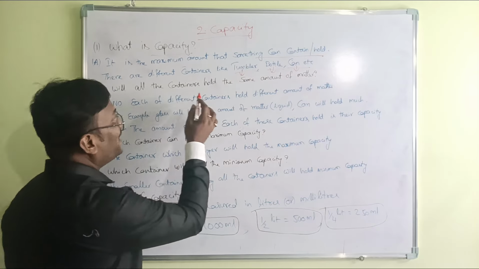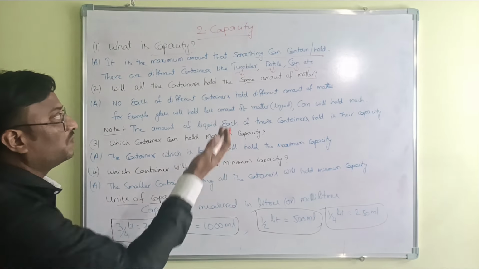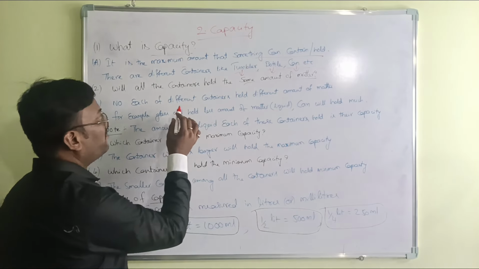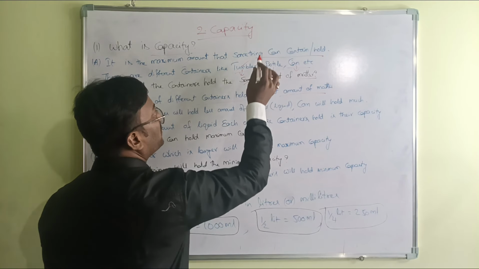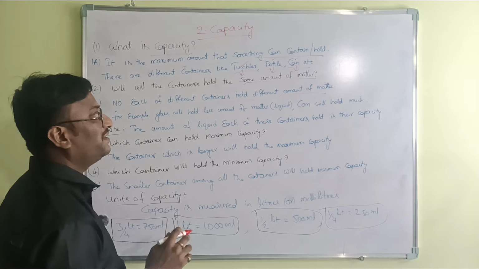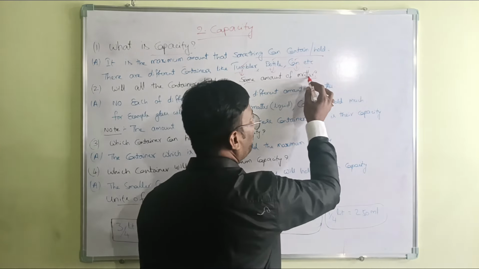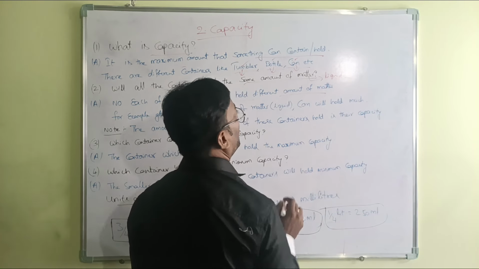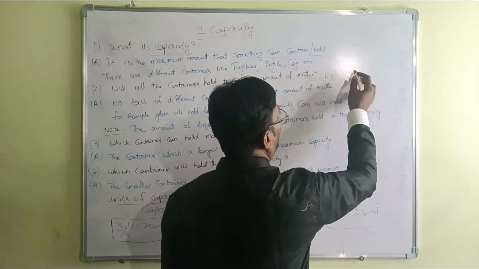Will all the containers hold the same amount of water? Is it true? No. There itself we have got an example. Each different container holds a different amount of water. A tumbler will hold some amount of water, a bottle is different, and a can will be a different amount of matter. Here, matter is in terms of liquid. Okay, there may be even solids also, some powder form like that.